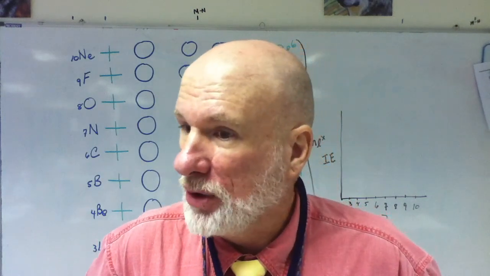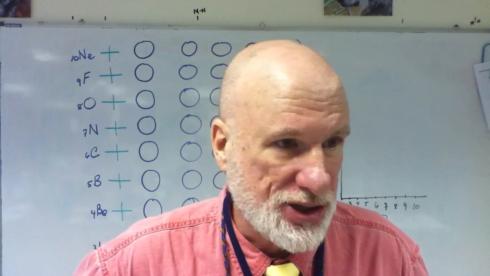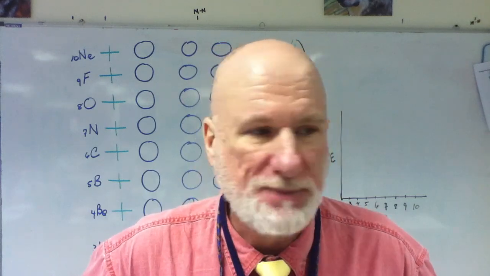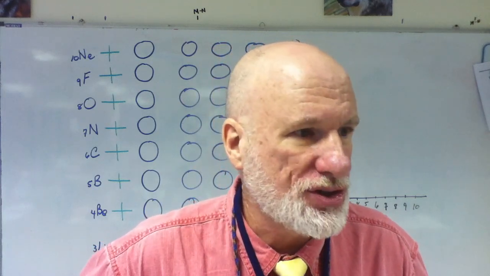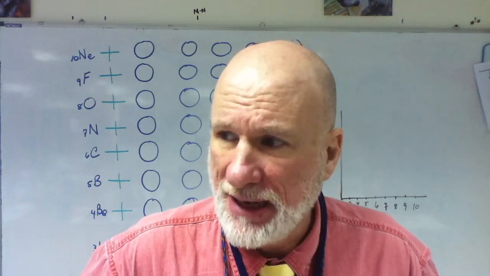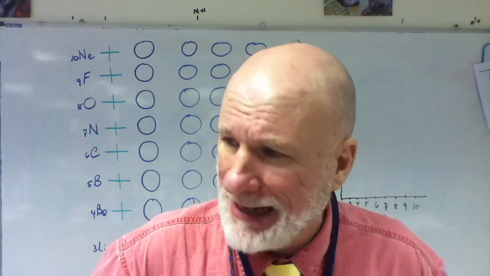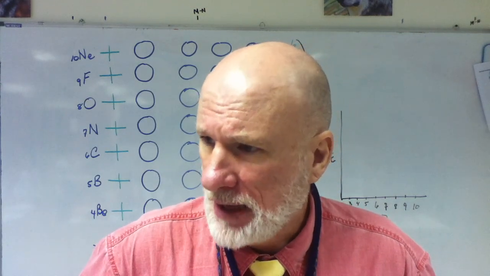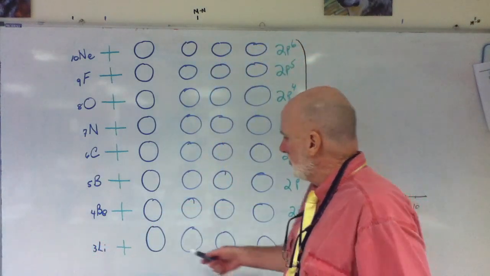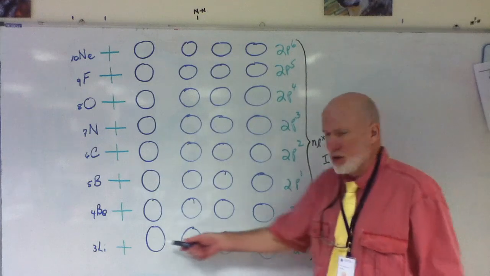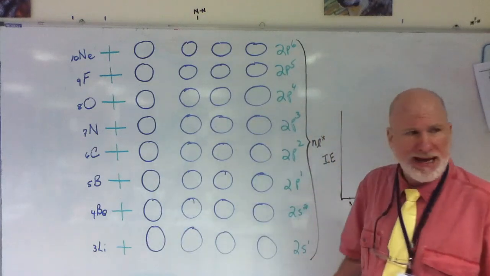But what we're going to look at is the first ionization energy. Now, we have identified before what the first ionization energy affects, and that's the outermost electron. How have we named the outermost electron? n, l, m, s, right? The quantum numbers. So, what is the outermost electron for lithium? It's going to be 2s1.